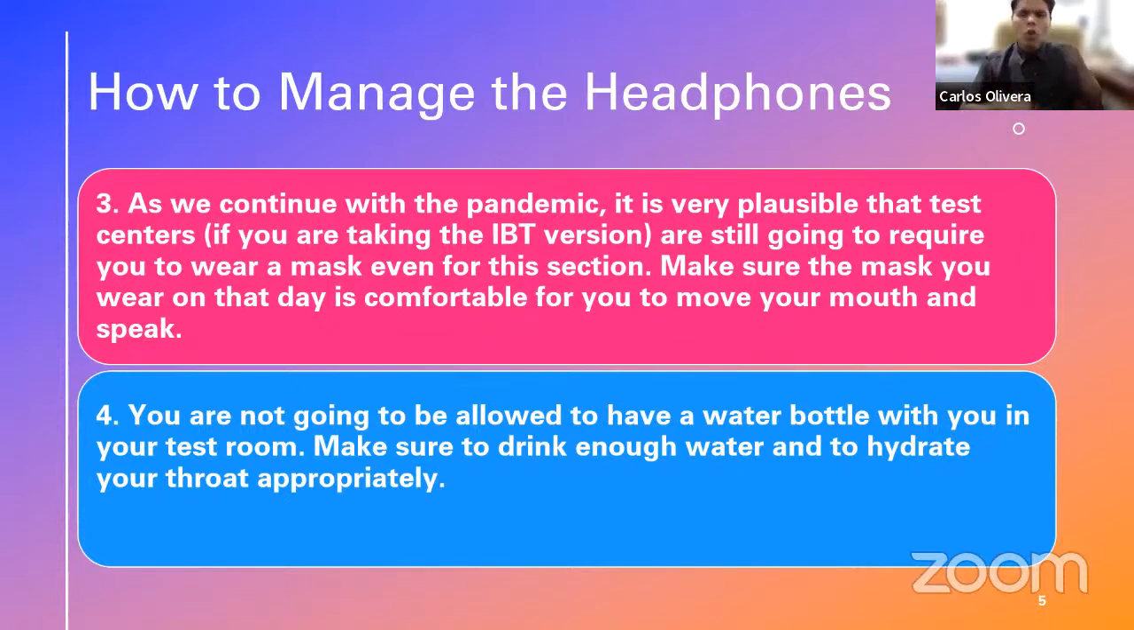Okay, so always try to make sure that the mask you're going to wear on that day is comfortable for you to move your mouth and speak. I want to share a little bit of my experience with you. The first time I took the exam in 2020, I used one of these simple masks, like the ones that the doctors use in order to operate on their patients. You know, these very simple masks.